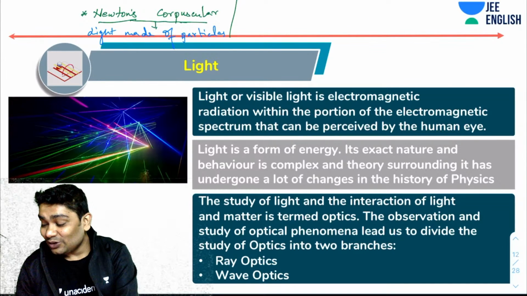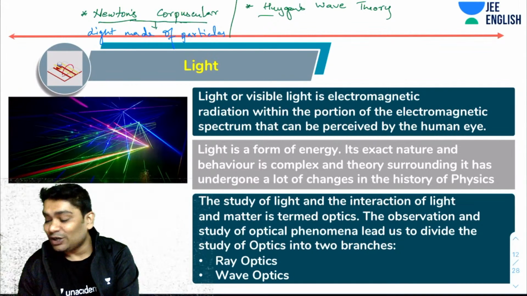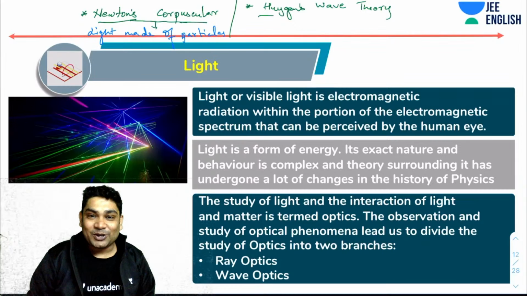Not only this, then you had Huygens' theory. Huygens' wave theory was presented. Huygens was another scientist and he said that light is a wave. Now, at that time, when Huygens presented his theory, Newton used to be a big shot in physics.